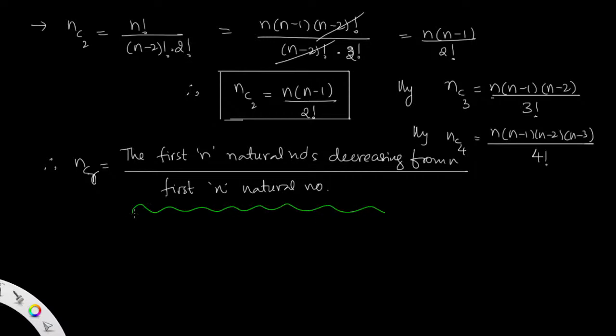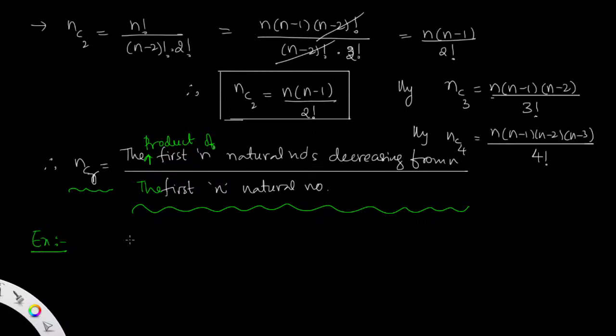Any term can be written in the form of this formula. The product of the first r natural numbers decreasing from n, divided by the product of the first r natural numbers, is denoted by nCr. This is the nCr formula. Then nC2 is n into n minus 1, starting with n writing up to 2 terms, divided by 2 factorial, and similarly the next one is nC3, n into n minus 1 into n minus 2 by 3 factorial. nC4 is n into n minus 1 into n minus 2 into n minus 3 by 4 factorial. Like this way. Okay, and similarly we take examples.